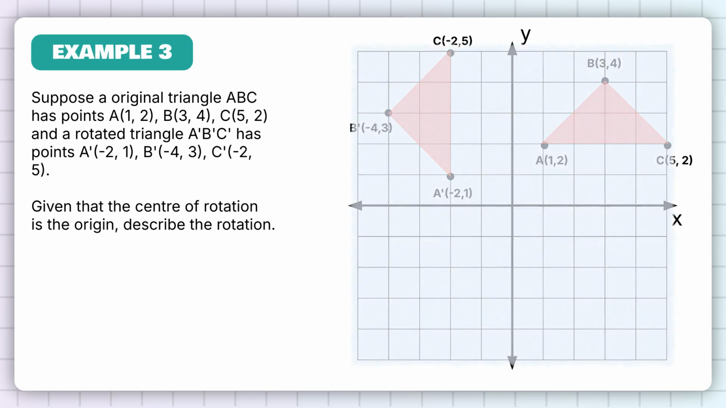Start by using tracing paper to draw a sketch of the triangle ABC. Then place your pencil at the origin, which is the center of rotation, and see how many degrees you need to rotate the triangle ABC to get it to perfectly overlay the rotated triangle. We find that it is a 90-degree anti-clockwise rotation. We can confirm this by comparing coordinates.